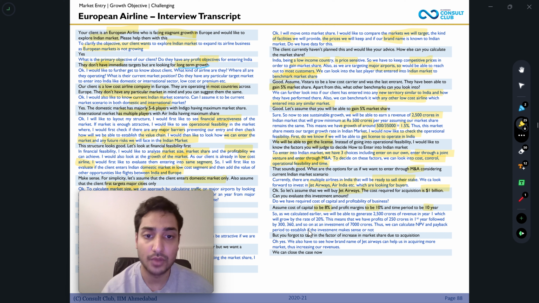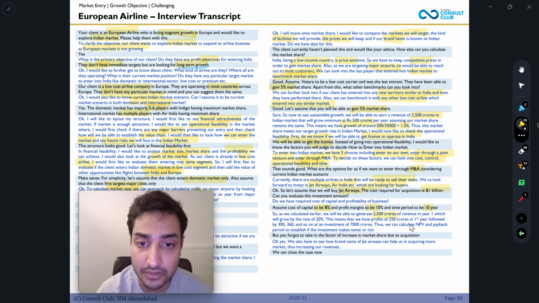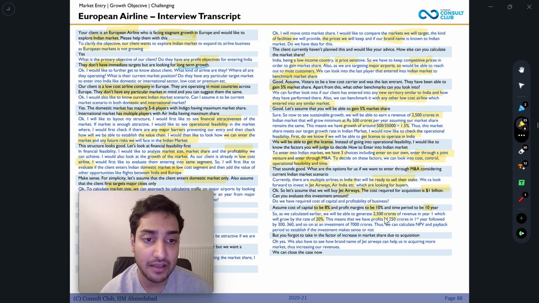So as we calculated earlier, we will be able to generate 2,500 crores of revenue in year one, which will grow at the rate of 20%. This means that we have profits of 250 crores in the first year, followed by 300, 360, and so on. So an investment of 7,000 crore. Thus, we can evaluate net present value and payback period to establish if the investment makes sense or not.